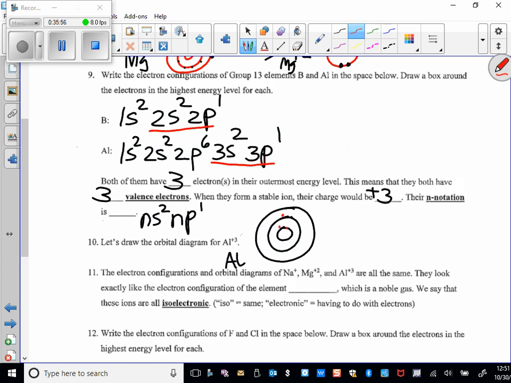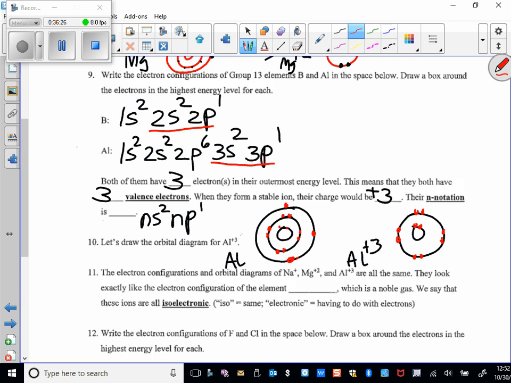So 1, 2, 1, 2, 3, 4, 5, 6, 7, 8. 1, 2, 3. That is aluminum. Is that right? Now aluminum is becoming aluminum plus 3. It's losing all 3. So what will that look like? Only 2 rings. Yes or no? So it's 1, 2, 3, 4, 5, 6, 7, 8. Is that right? They all look like that.